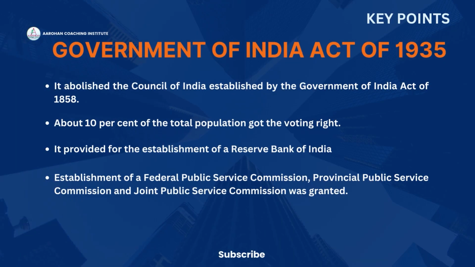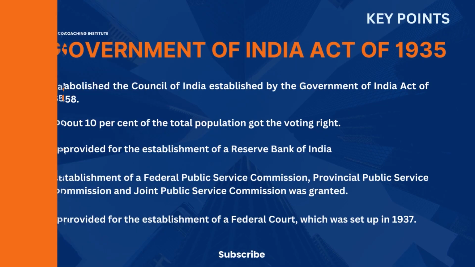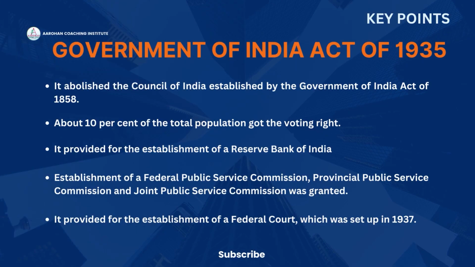Establishment of a Federal Public Service Commission, Provincial Public Service Commission, and Joint Public Service Commission was granted. It provided for the establishment of a Federal Court, which was set up in 1937.